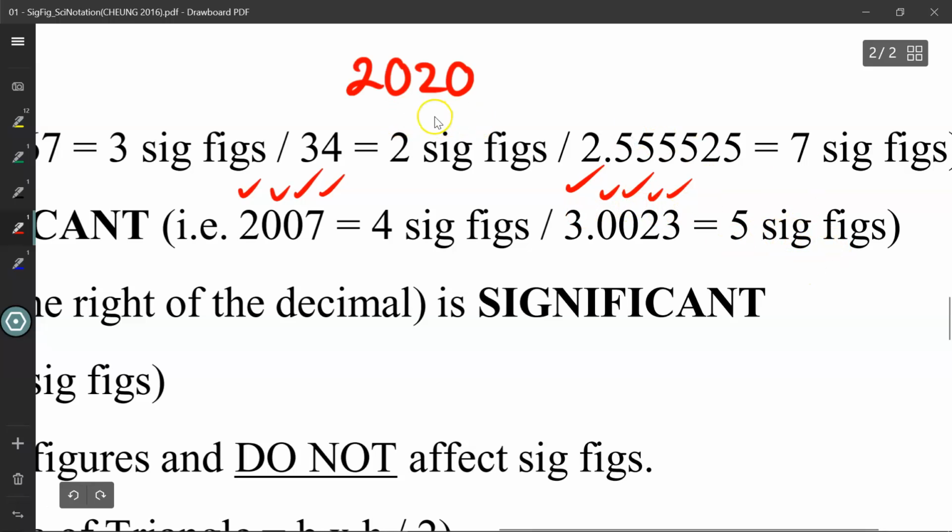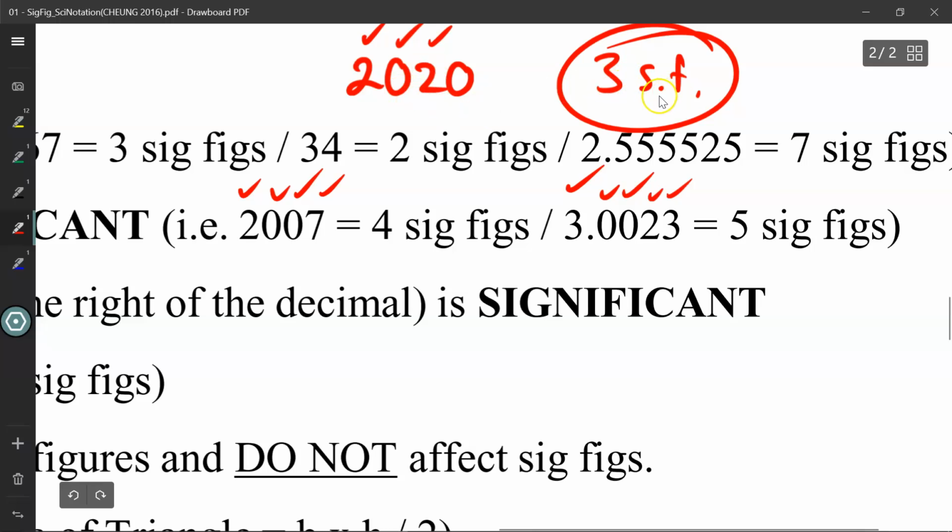But what if I did this? Well, rule 1 says I can trust the 2 and the 2, and rule number 2 says, because this one's between them, I can also trust it, but this 0 is not trustworthy. So this value has 3 sig figs.